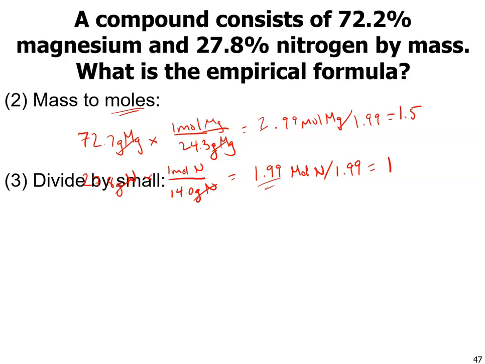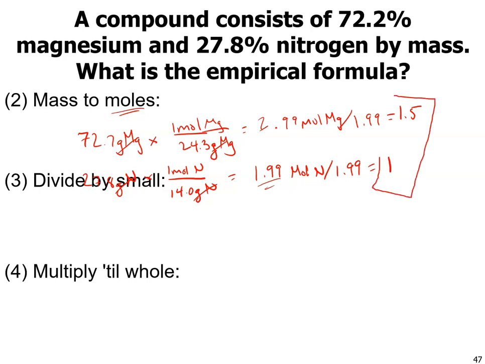The next step states multiply till whole. And that means I multiply these numbers that I've generated from step 3 until I can get a whole number. And usually you multiply by the lowest number you can. So if I multiply by 1, obviously they just stay the same.